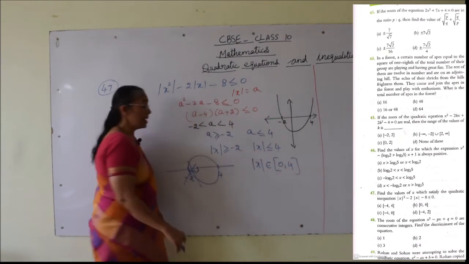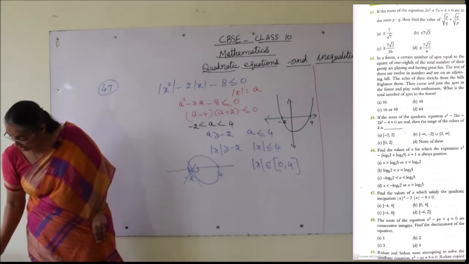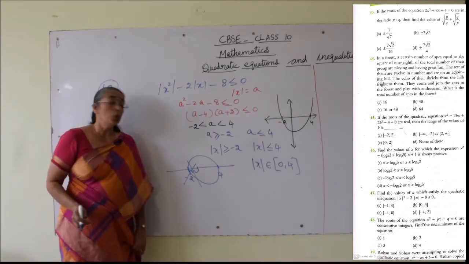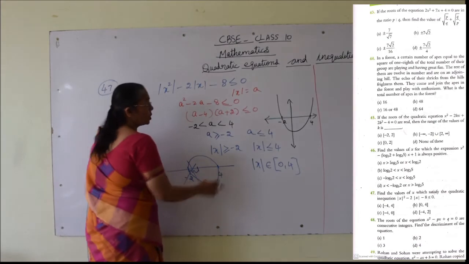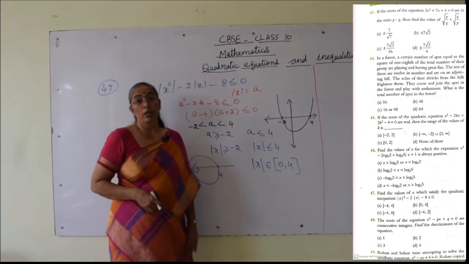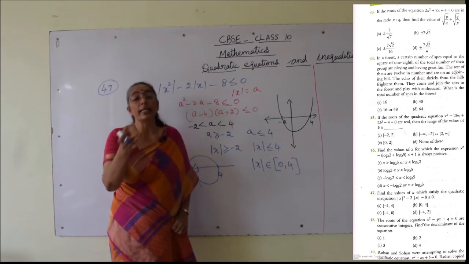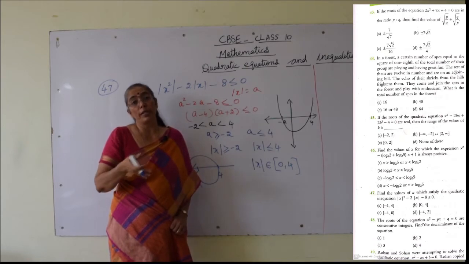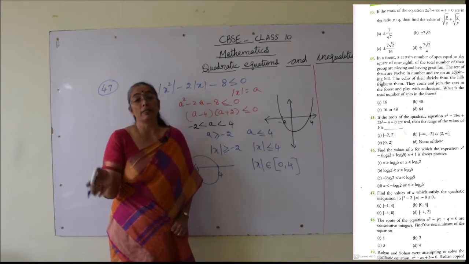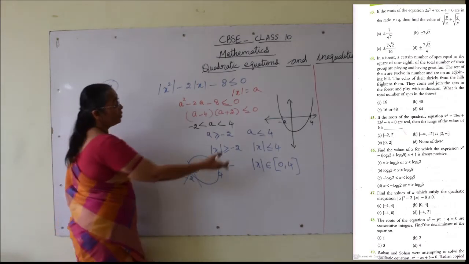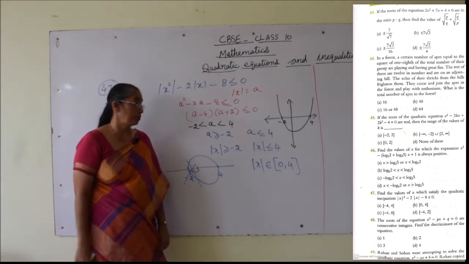So the option is there. Which option? x belongs to the closed interval 0, 4. Option B. Don't overlook this and write minus 2, 4, because modulus of x can never be negative. x will take both positive and negative values, but the mod x answer will never be negative. So the range of the values of x is from 0 to 4. Take down, children.